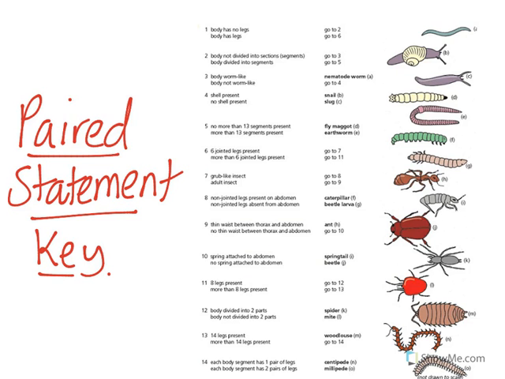Now, paired statement keys follow exactly the same process as branching keys, except the questions are written out in sentences rather than presented as a diagram. So let's use an example. Let's use animal J as an example. Does the body have legs? Yes, it does. Go to number 6. Jointed legs present? Yes, they are. Go to number 7.